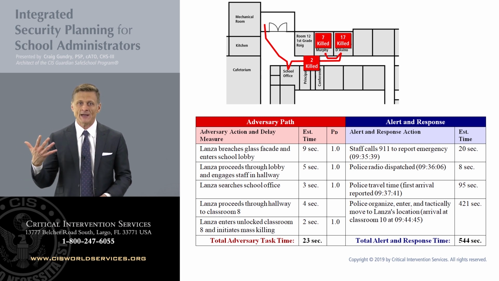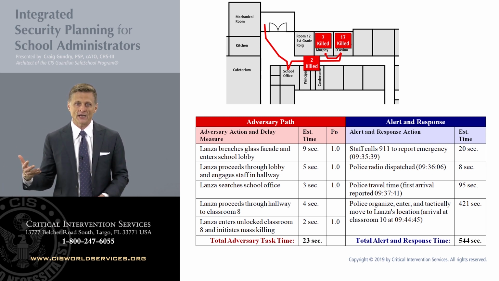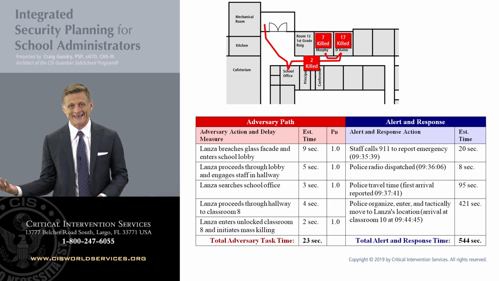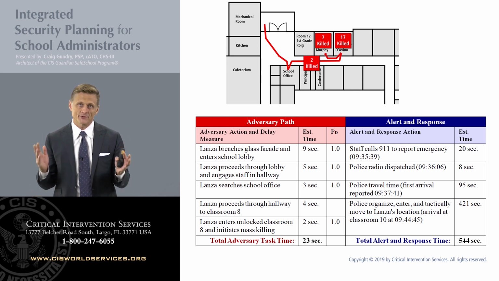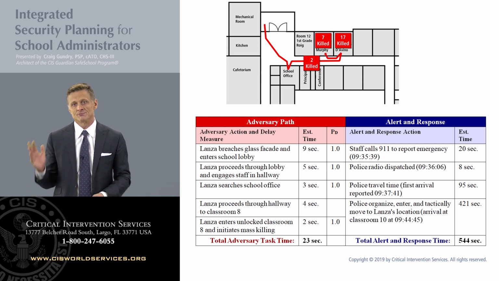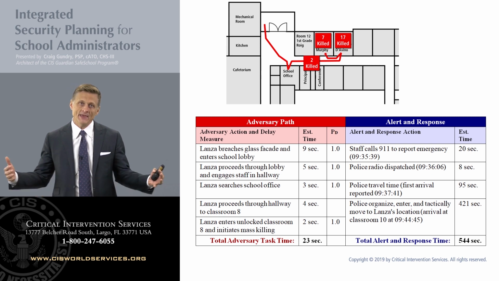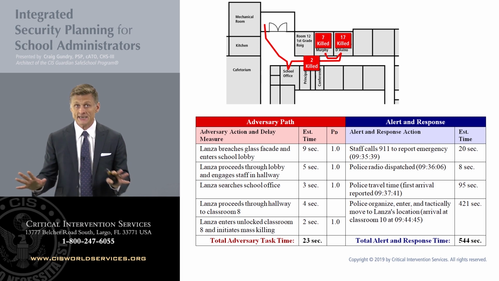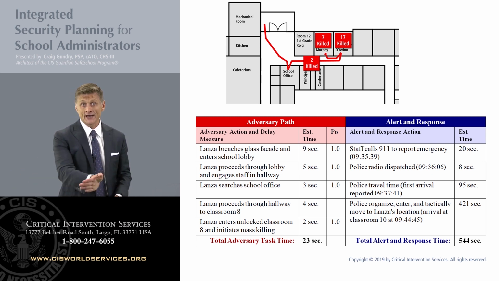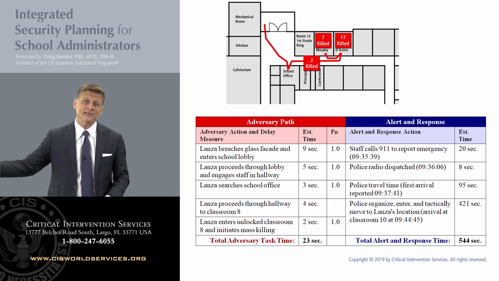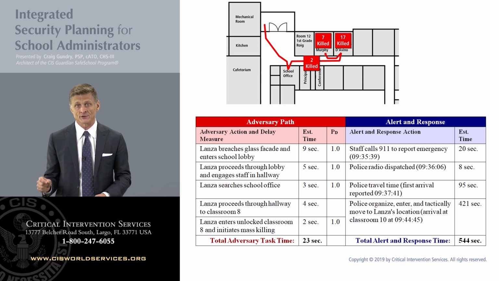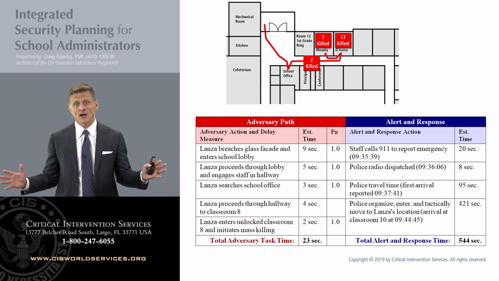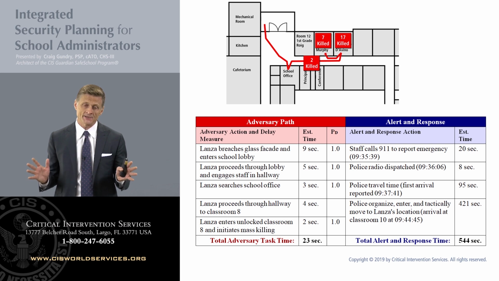Then at that point, the dispatcher dispatched local units at 09:36. That took approximately 8 seconds. The police travel time, looking at the arrival time of the first arriving units on scene, was 95 seconds. And then we had the time when those initial arriving units organized into contact teams, assessed the situation, moved to a side entrance door, entered the building, and finally moved to Lanza's position. That took approximately 421 seconds altogether. That brought the total alert and response time to 544 seconds.